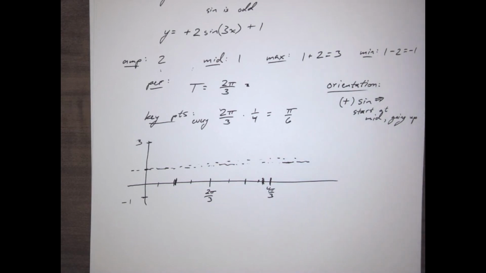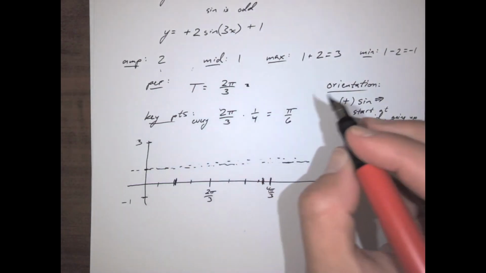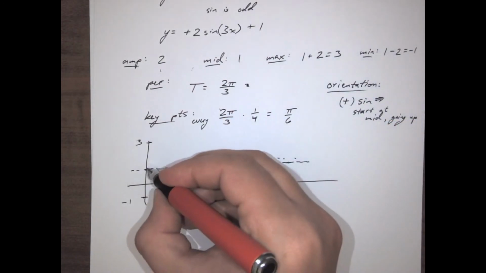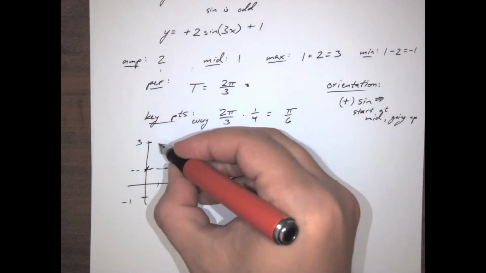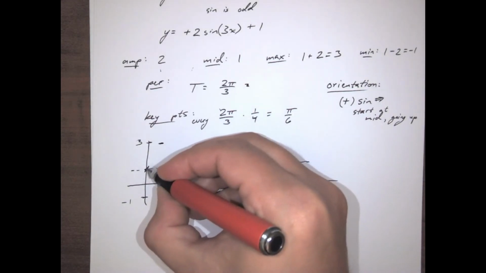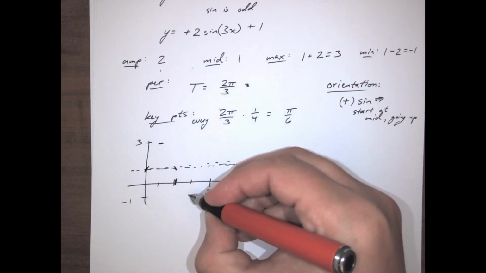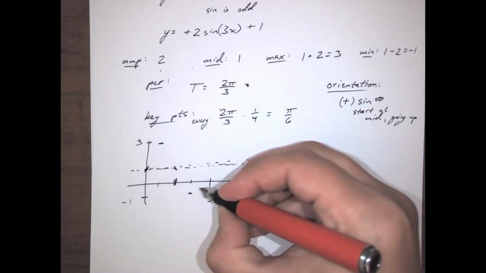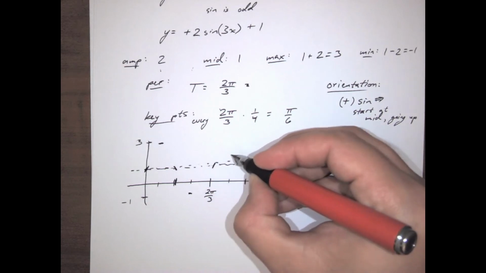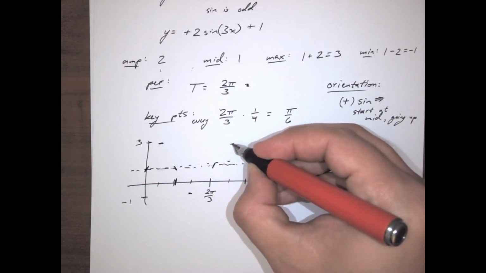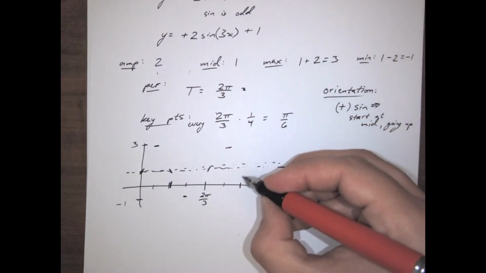Okay. So those would be the first two periods here, and then when it comes to drawing it, if this is a positive sine, then it's going to be starting at its midline and it's going to be going up, and then everything else will be bouncing back and forth based on the midline, maximum, the minimum, at each of the key points.